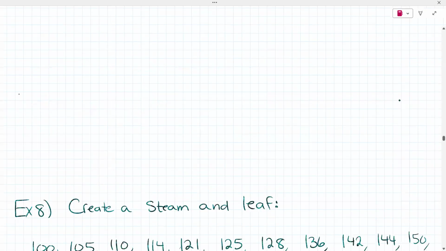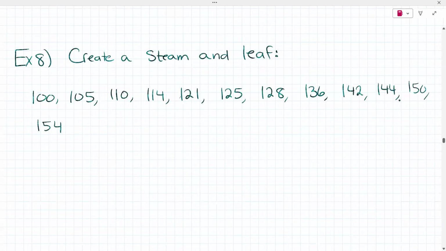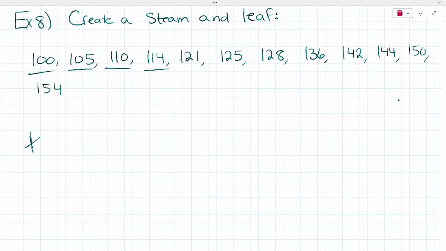Let's move on to example 8. Example 8 says create a stem and leaf of 100, 105, 110, 114, 121, and all those numbers. I think it would be easier if it's in order. That's what I would first check. And I think it is in order: 100, 105, 110, 114, etc. So, a little keynote: the leaf is always a single digit.